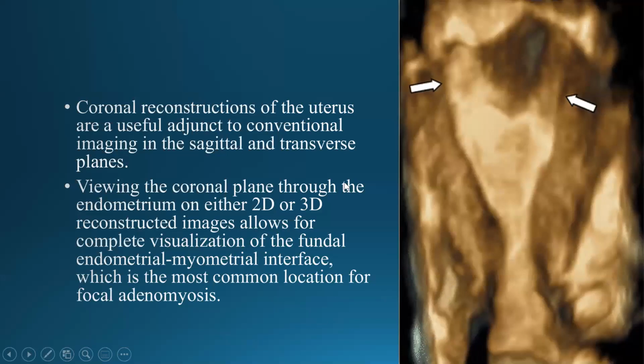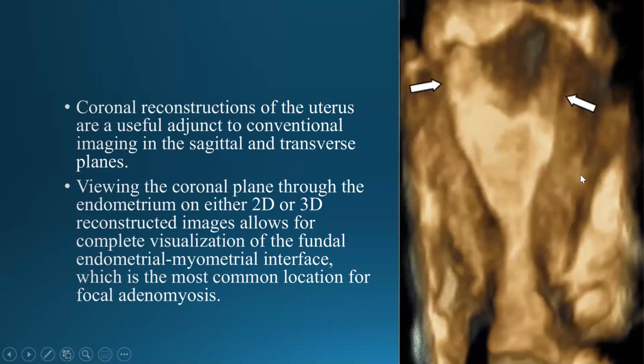Viewing the coronal plane through the endometrium in either 2D or 3D reconstructed images would allow for complete visualization of the fundal endometrial myometrial interface, because this is the most common location for the focal adenomyosis, and it's difficult sometimes to visualize in the 2D images. That's why this is the beauty of the 3D coronal reconstructions.